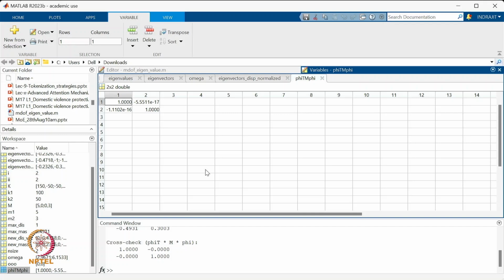So these are the checks you have to apply. Once you have calculated the mass normalized eigenvector, mass normalized eigenvector transpose times mass times the eigenvectors should give you the identity matrix. If you are not getting the identity matrix, that means there is some problem. And once it is the identity matrix, that means the off-diagonal terms are 0. Make sense? Very good.